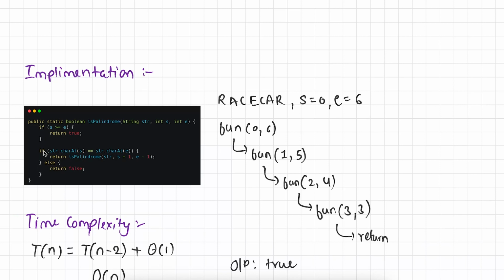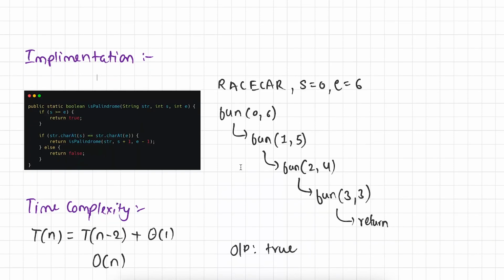Then after the if condition, we check the first character with the last character. If both characters are equal, we make a call to this function by incrementing S by 1 and decrementing E by 1. And if the first and last characters are not equal, we return false. So this is all about the function. Now let's quickly run this code and see how it works.